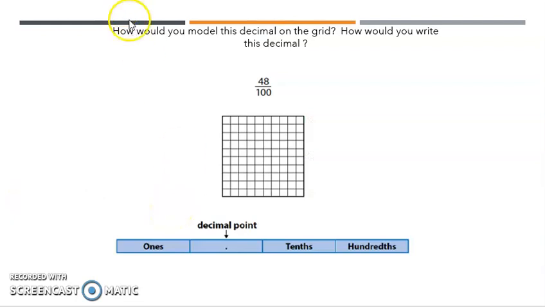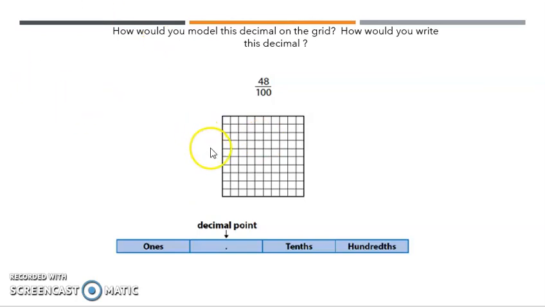So let's read the question. How would you model this decimal on the grid? How would you write this decimal? Look at your denominator. You have 100. You have 100 pieces on this grid. How would you shade the model? What would you do? That's right. You would shade 48 of them.